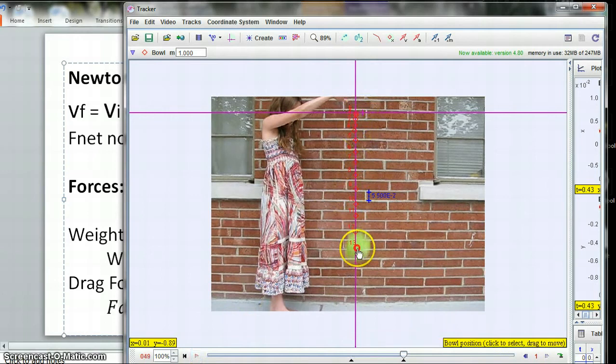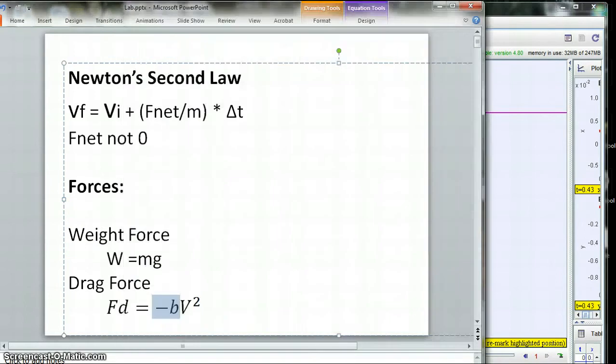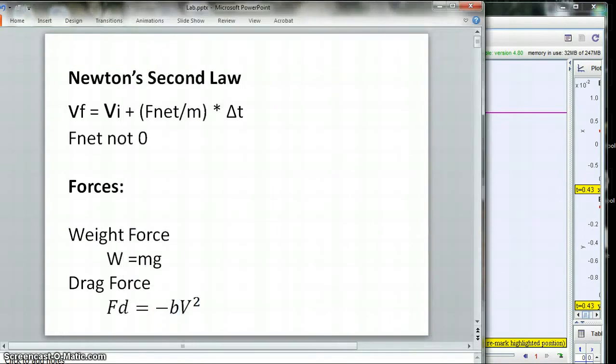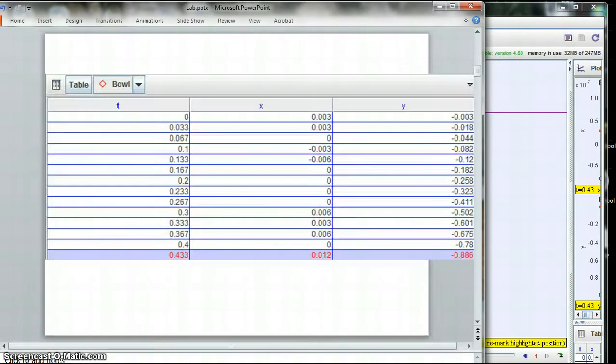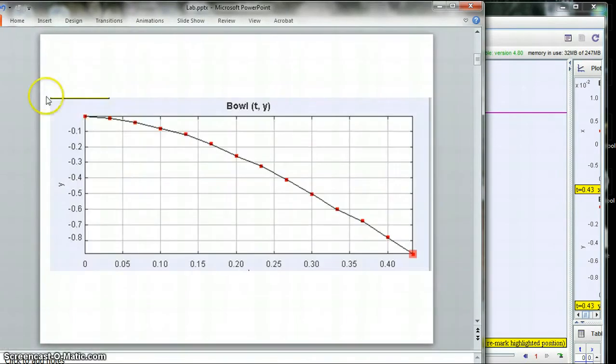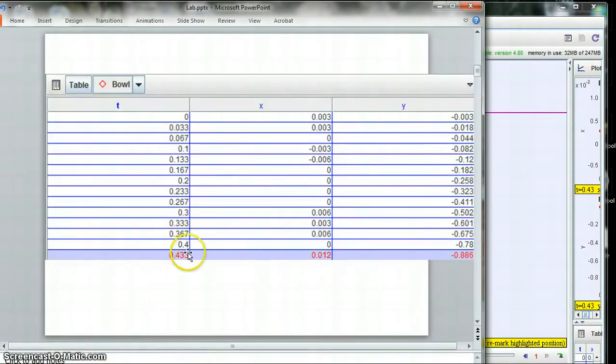I tracked the object along the coordinate grid, which I did have to tilt just slightly to the left, and I received this graph from Tracker showing the motion of the ball in the negative y direction. You can see here that it's in the negative y direction, and it begins at the origin of 0. And this is the data I received, and the total running time was 0.433 seconds.